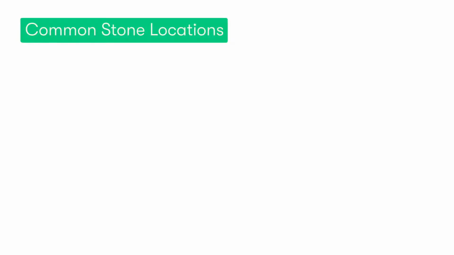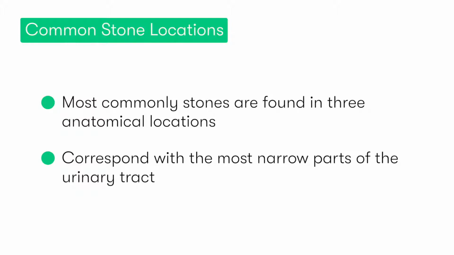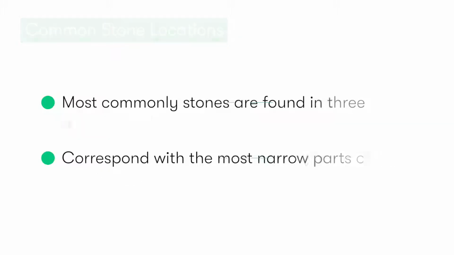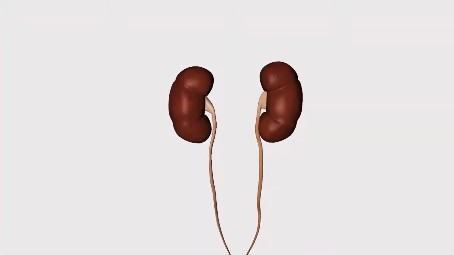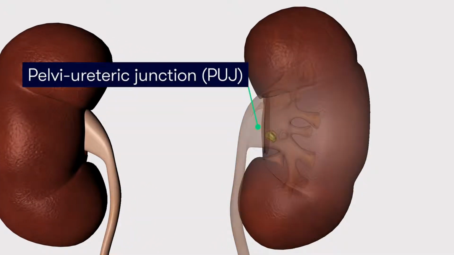The most common anatomical locations where urinary tract stones are found are at 3 points along the urinary tract, where the urinary tract becomes its most narrow. Starting superiorly, the first location is the pelvic-ureteric junction, or the PUJ, where the renal pelvis and the ureters meet.